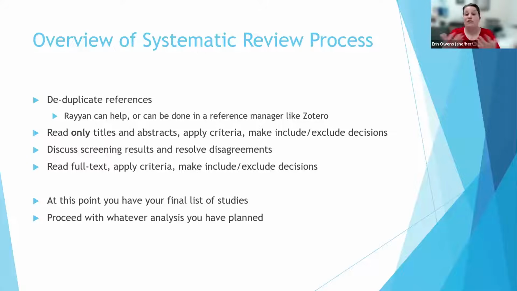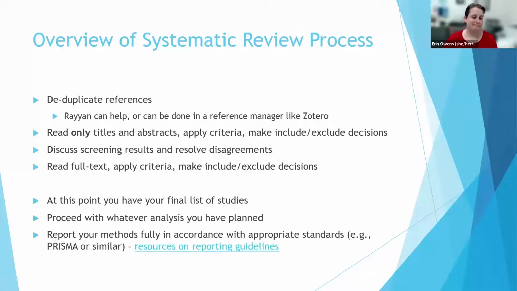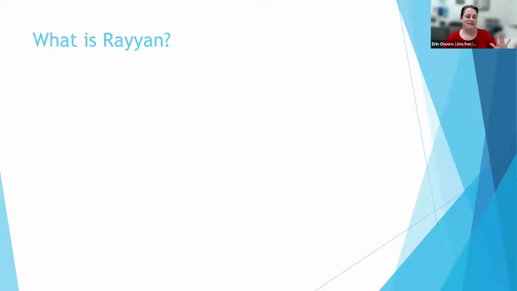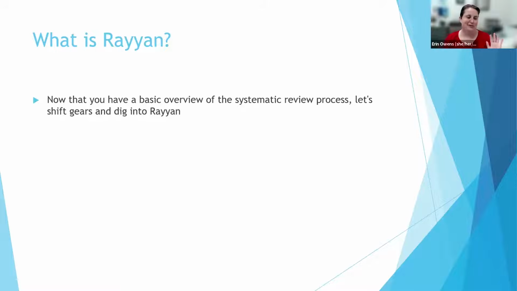So at that stage, we proceed with whatever sort of analysis we had planned to answer our question about those studies. And then sort of our last step here is that as we write up our analysis and our findings, we include a detailed report of the methods that we used through this systematic review process in accordance with appropriate standards so that we get that transparent and reproducible piece of this. So that's kind of the really fast overview of that process.